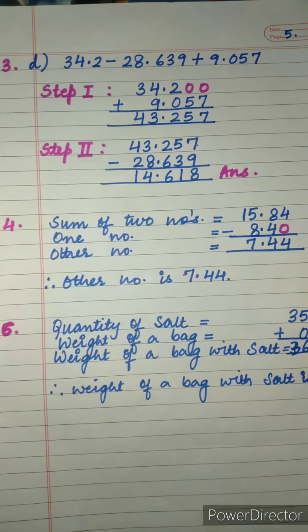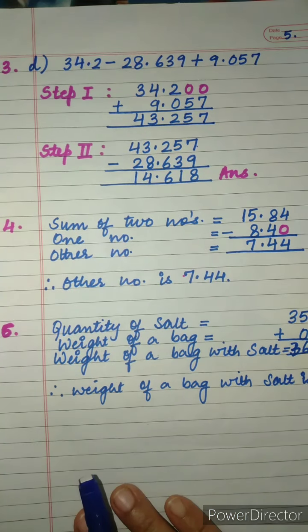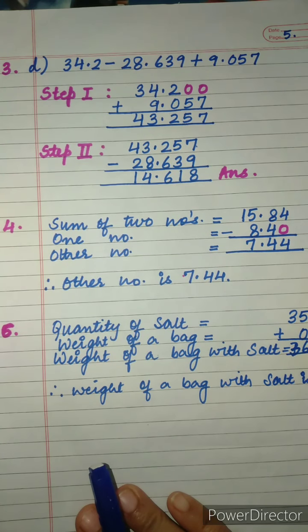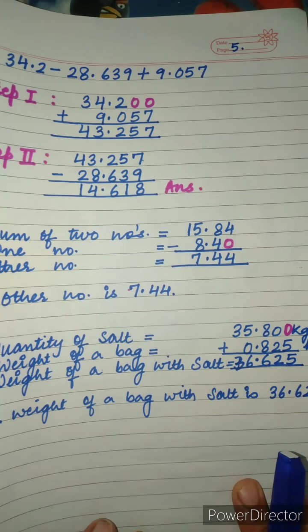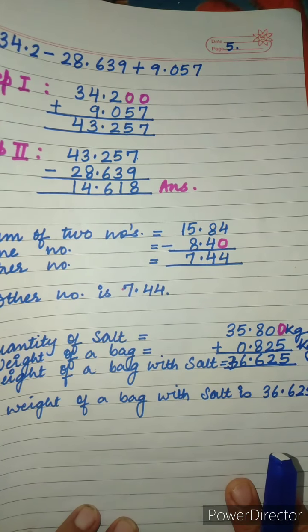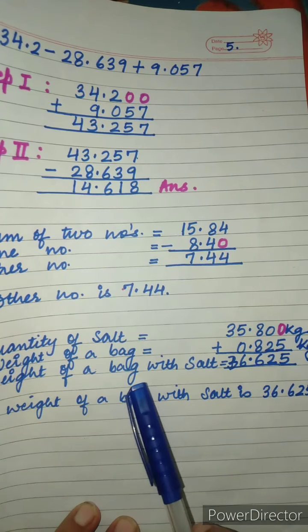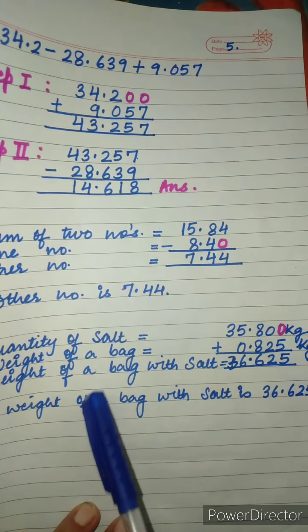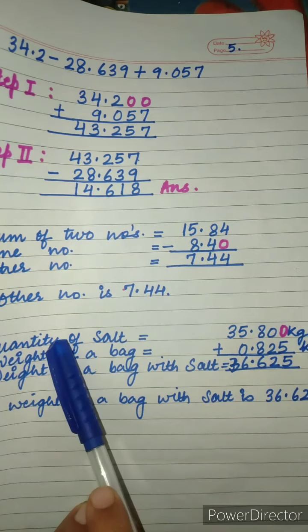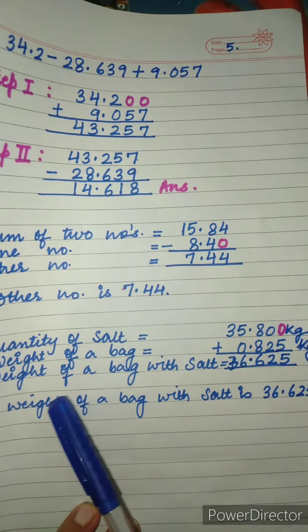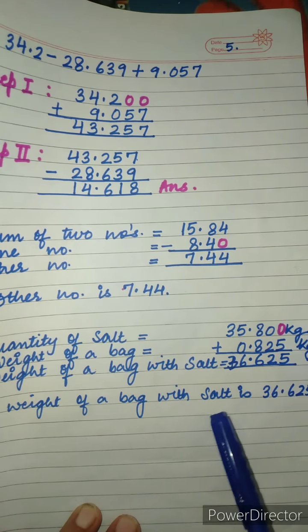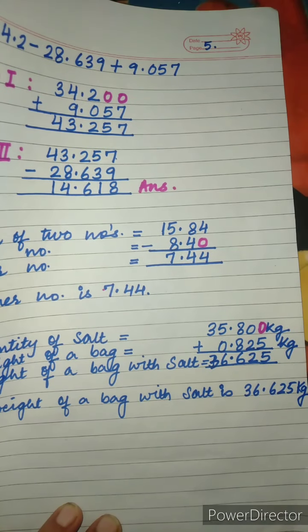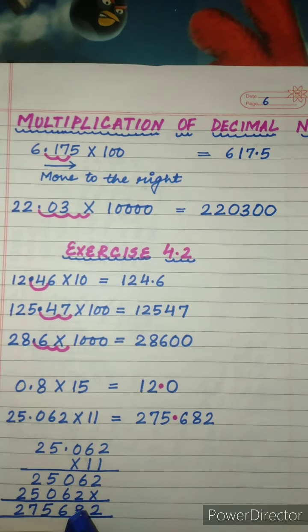Now question number 6. The quantity of salt was given to you as 35.80 kgs, and the weight of the empty bag was 0.825 kgs. We have to find the weight of the bag with salt. So what we have to do is add the quantity of salt to the weight of the bag. When we have added, the weight of the bag with the salt is 36.625 kgs.